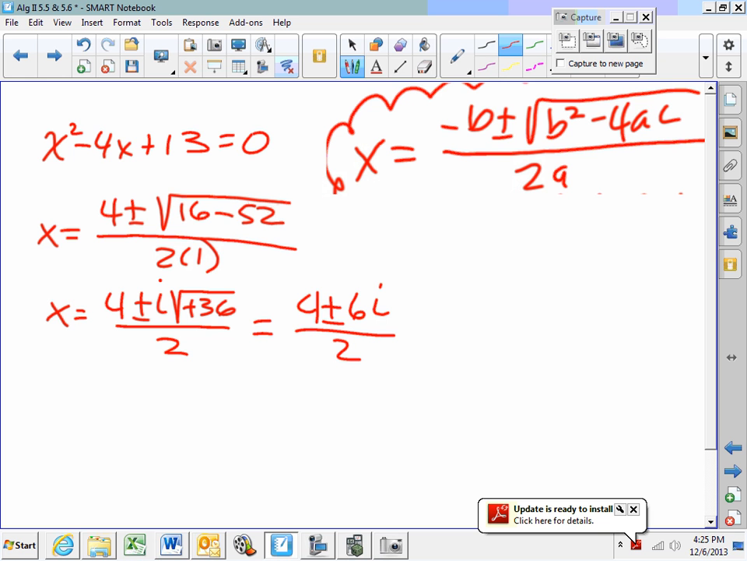And since there's a factor of 2 in the numerator and in the denominator, you can factor the 2 out of the numerator and cancel that with the 2 in the denominator. So we get 2 plus or minus 3i. Now that's the quadratic formula, how we got it, and how it's supposed to be used.